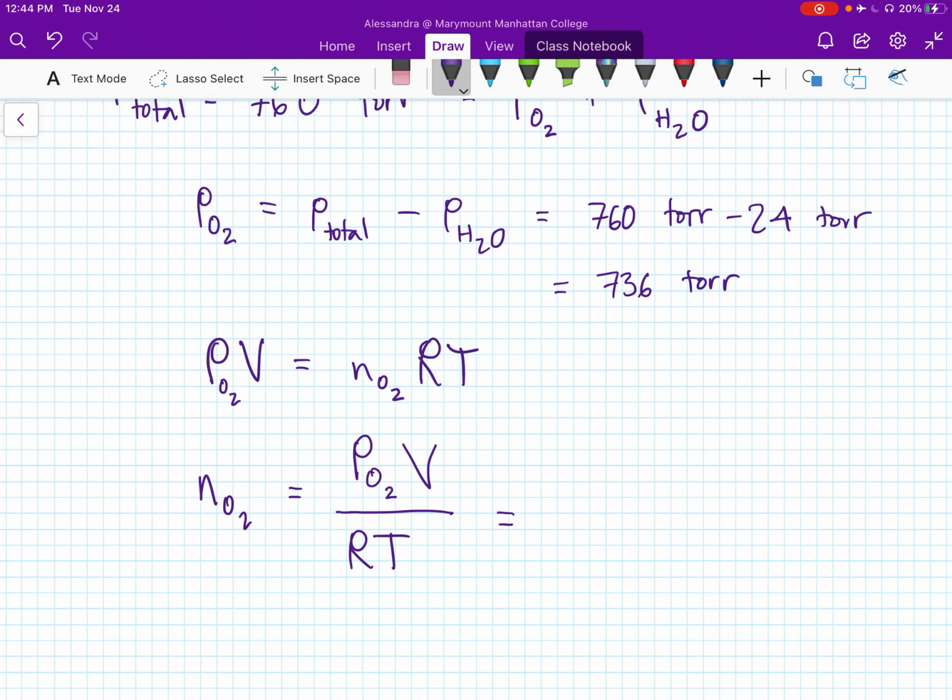I need to convert the torr to atmospheres. You may remember that the conversion factor is that 1 atmosphere is equal to 760 torr. So that means I can put that 736 torr over 760, and that is going to give me atmospheres. Let me clean that up a little bit. 736 divided by 760 is going to give me pressure in units of atmospheres.